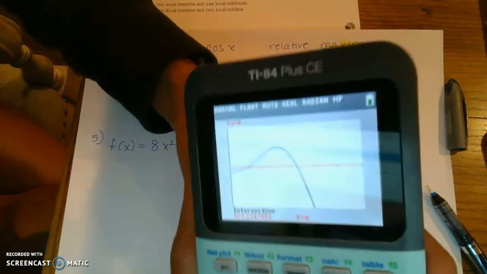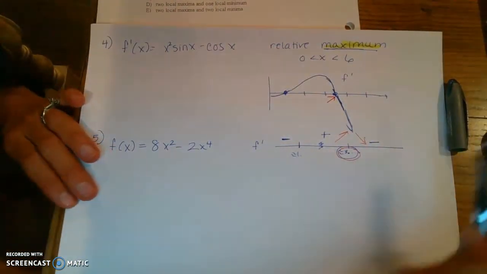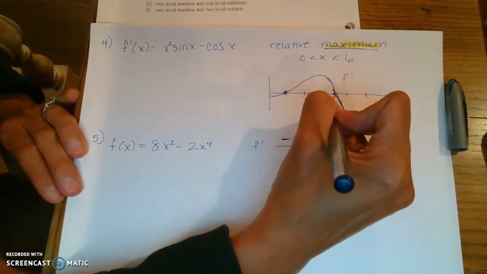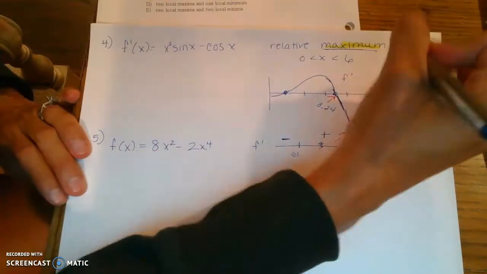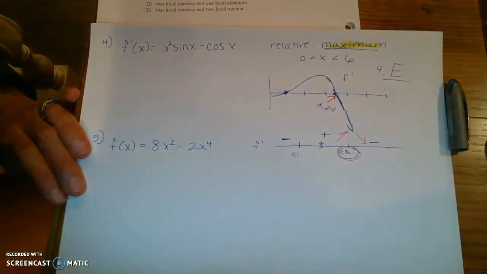If you press enter 3 times, that answer comes on the bottom, and that's telling me that this relative max is happening at 3.24. So your answer here would be E for number 4. Okay, next.